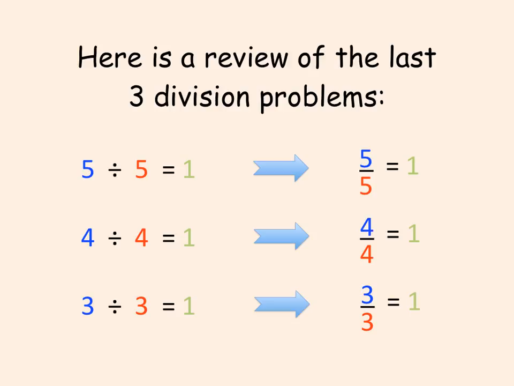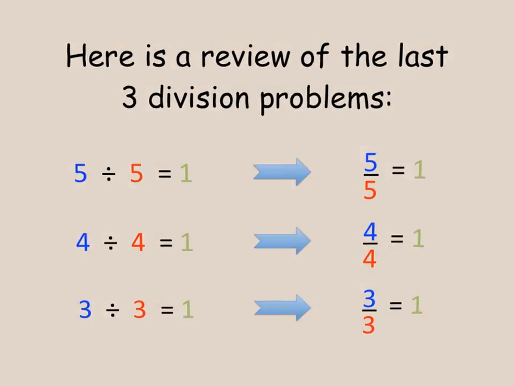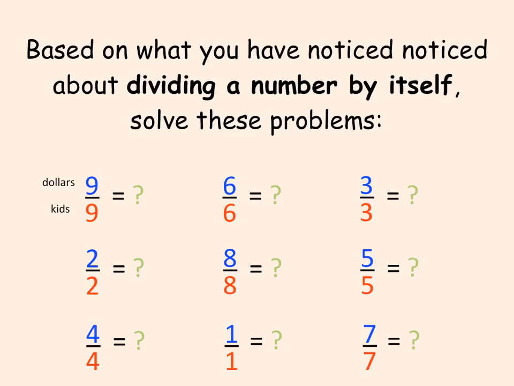Here is a review of the last 3 division problems. 5 divided by 5 is 1, and you can write it those 2 ways if you want. 4 divided by 4 is 1, and so on. Based on what you have noticed about dividing a number by itself, solve these problems. 9 divided by 9, 6 divided by 6, and so on.